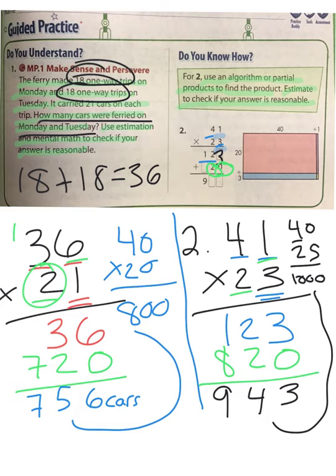In this problem, it said we could use the algorithm or partial products. In all of the problems below, you can do it any way you feel comfortable. If you would rather use the boxes and partial products, go ahead and use the boxes. If you would rather use the standard algorithm by regrouping, go ahead and use that. Do what works best for you.